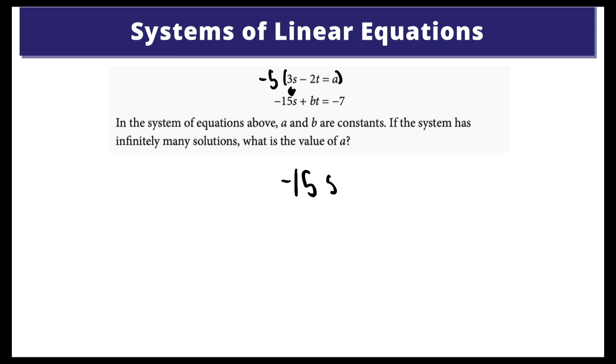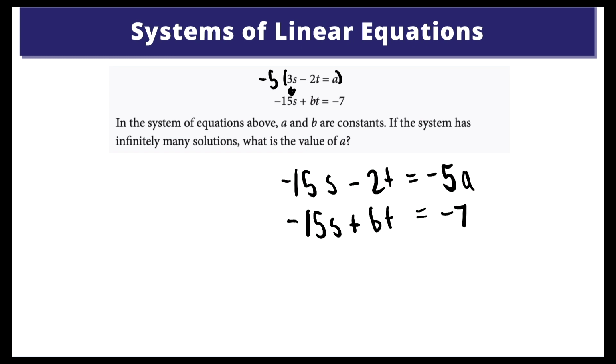So -15s minus 2t equals -5a, right? Then we'll write out the other side. s plus b equals -7. So we're essentially saying that these two equations are equal to one another, right? So if that is true, we could also say -5a is equal to -7. We're allowed to do that, because if they're equal to one another, these are also equal to one another.